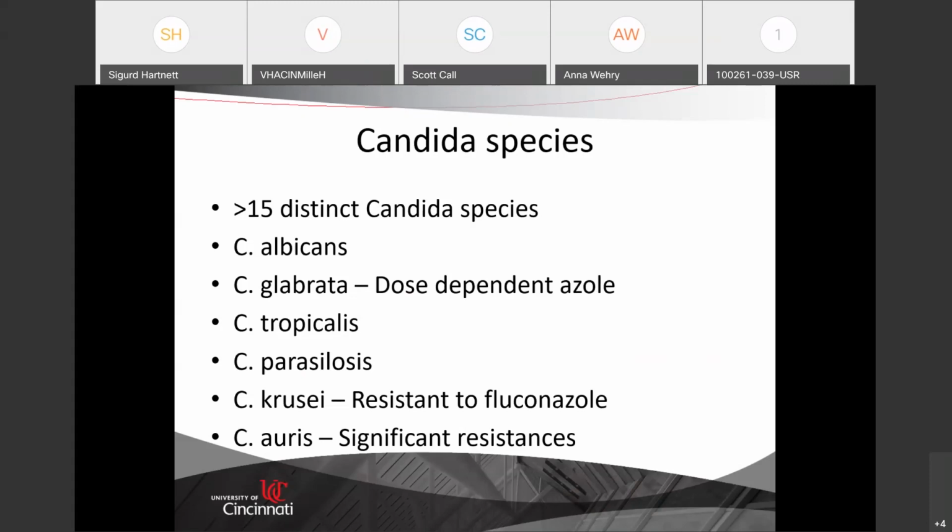I put Candida auris on here. I debated whether or not to put it on here, but Candida auris is now actually seen in Ohio, and we have cases in Ohio. So we will probably start to see more Candida auris as time goes on. Just remember that Candida auris does have significant resistance, and its resistance patterns depend on where the species was from. Those outside the United States tend to be more resistant than the Candida auris we've seen within the United States. So if you grow Candida auris, knowing your patient's travel history is very important.